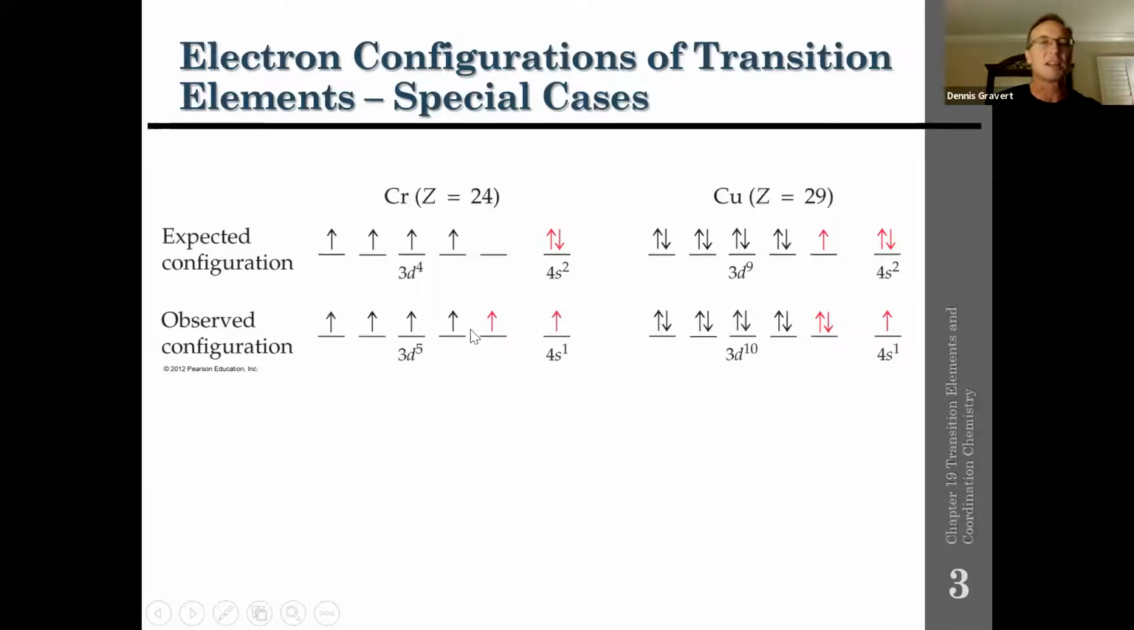And there's something stabilizing about that. What's more stabilizing is if you can fill the entire 3d shell by doing the same idea. Start with what we predicted, 2 electrons in the 4s. Let's just have 1 electron slide over. And now the entire D block, sorry, the 3d set of orbitals are all filled, and that's really stabilizing.